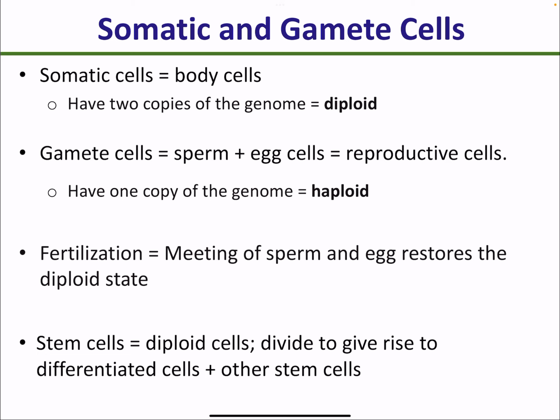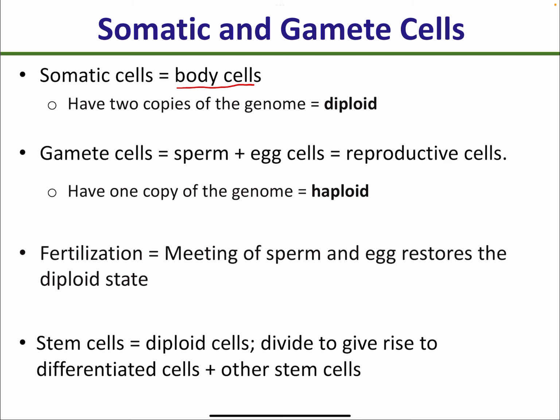So, as we consider all the cells that we find in our body, there are really two major types of cells based on the amount of genetic information they contain. One is the somatic cells, two is the gamete cells. The somatic cells, also called body cells, are cells such as skin cells, muscle cells, nerve cells, liver cells, brain cells. All these cells are going to have two copies of the genome. One copy that you receive from mom and one copy that you receive from dad.